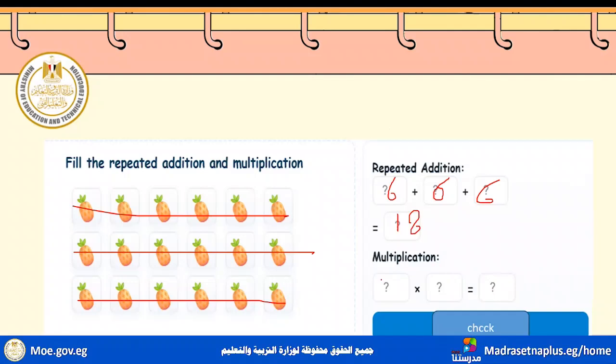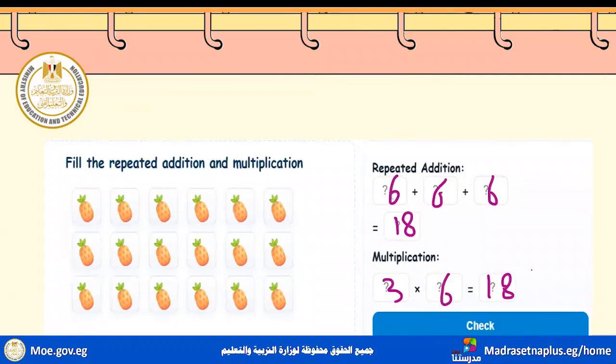What about multiplication? How many rows? I have 3 rows. Each row consists of 6 pineapples. That means 3 times 6. 3 times 6 means I repeated 6 three times. That means 6 and 6 and 6. It will be 18. So you will get the same answer using repeated addition or using multiplication. 6 and 6 and 6 will be 18, or 3 times 6 will be 18 too.